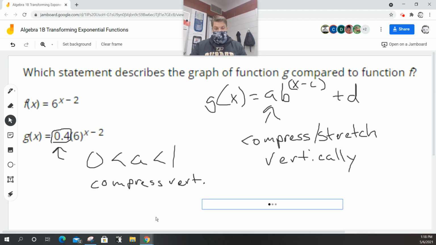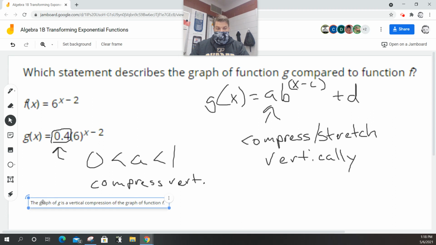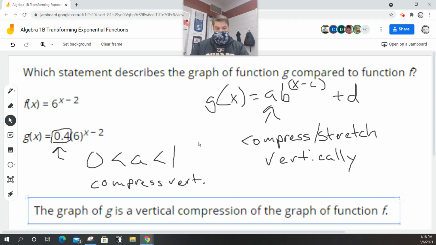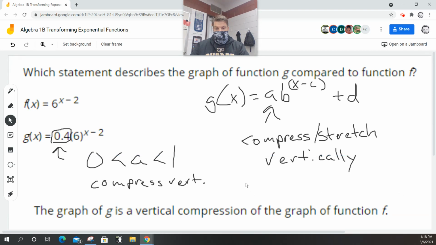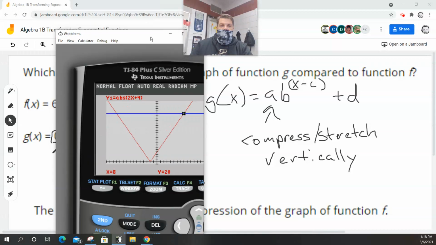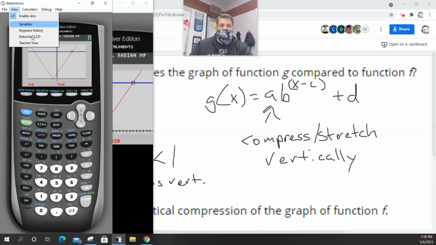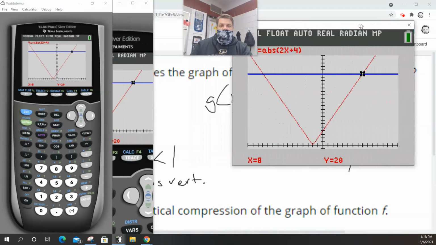The actual answer, though, is this. So the graph of G is a vertical compression of the graph of F. Now, if I want to graph that on my graphing calculator, that's one way I can verify that it's right. So what I'm going to do is I'm just going to come over here.